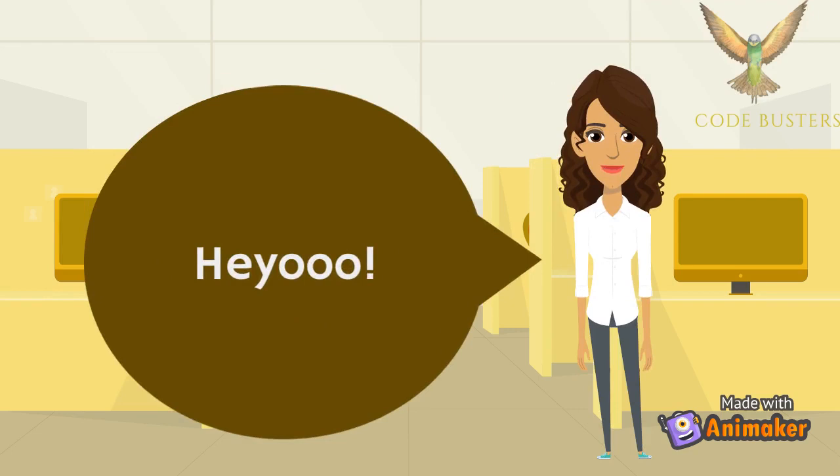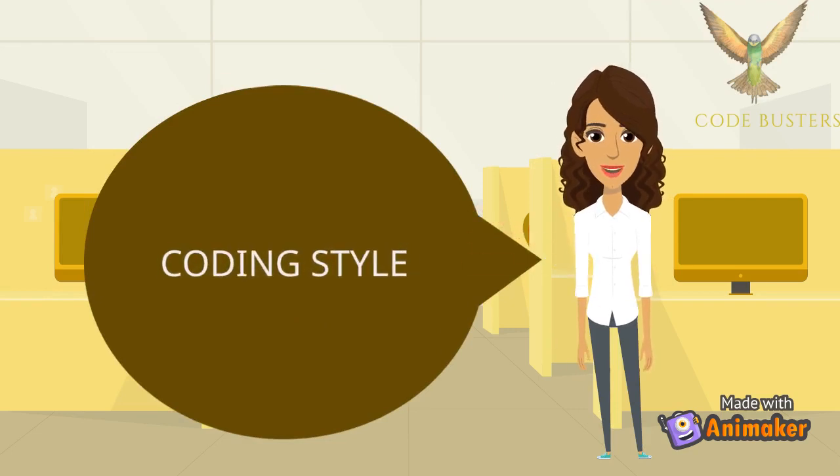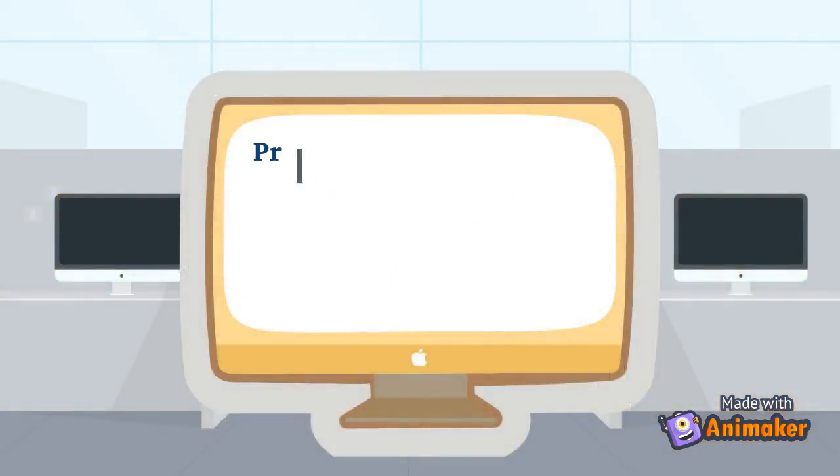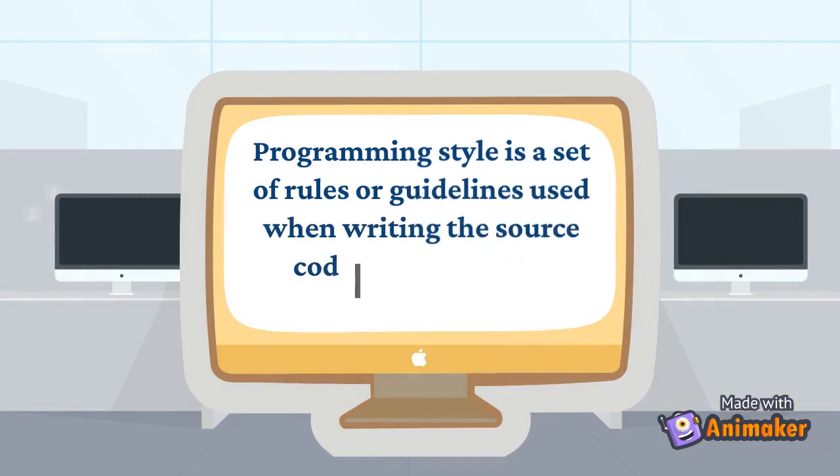Hello everyone. Welcome back. In this video we are going to learn about coding style. What is meant by coding style? Programming style means a set of rules or guidelines used when writing the source code for a computer program.